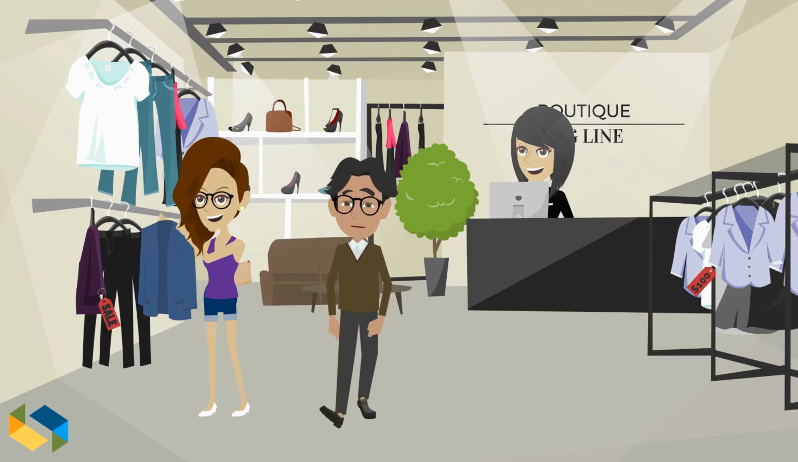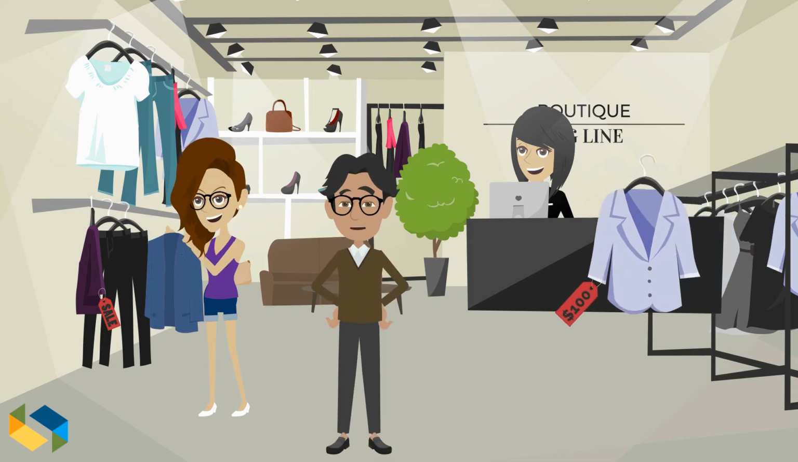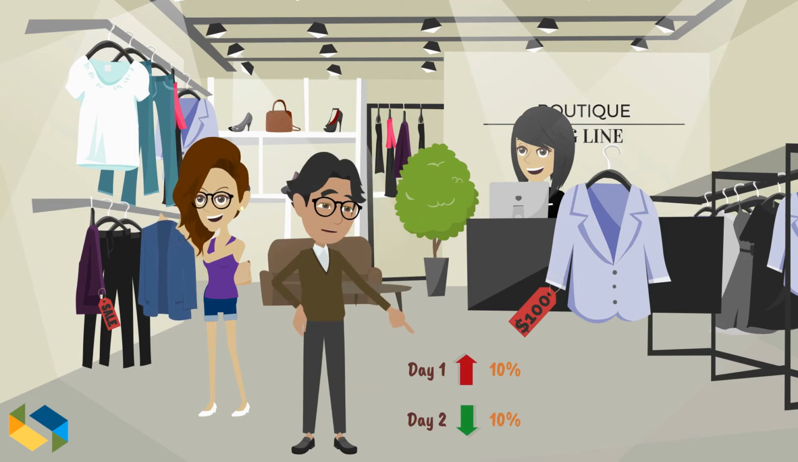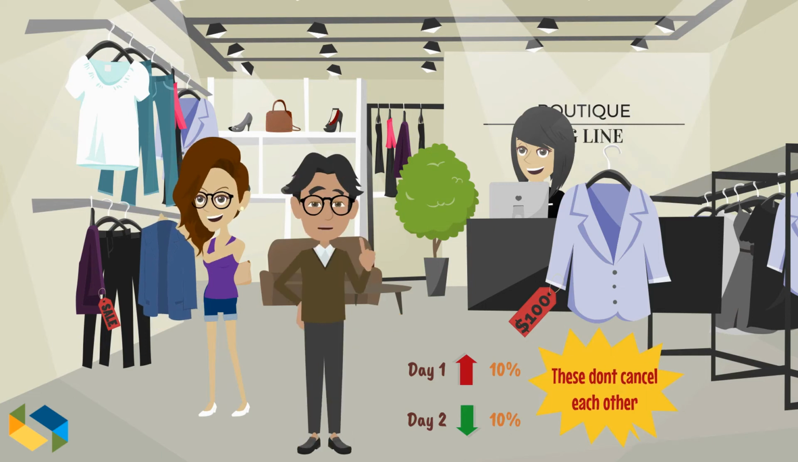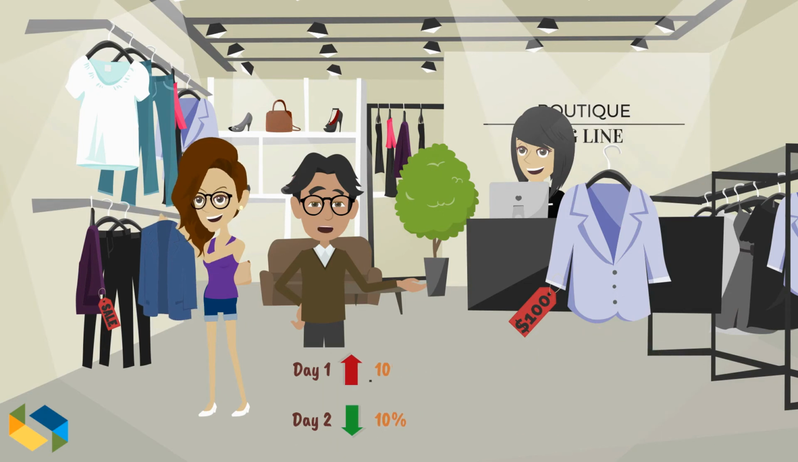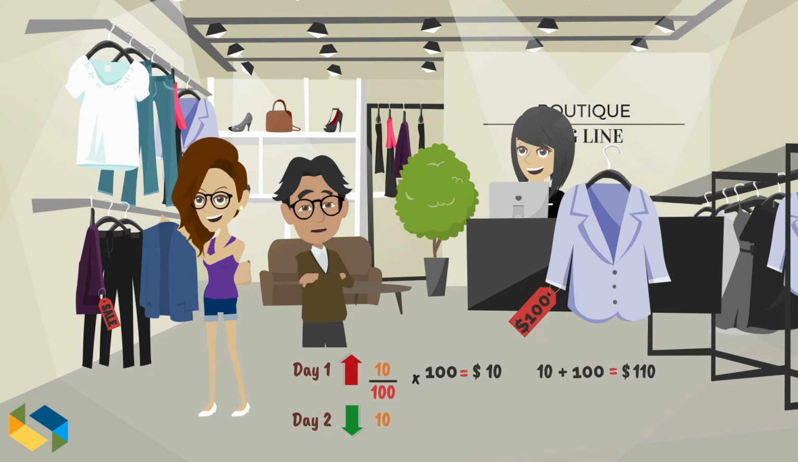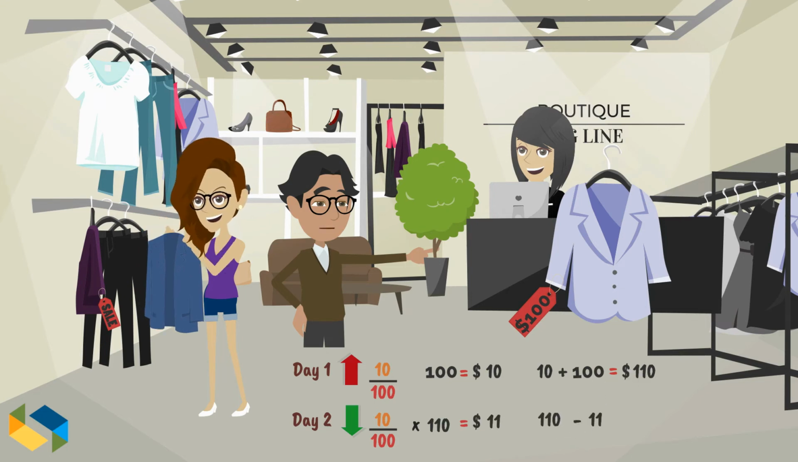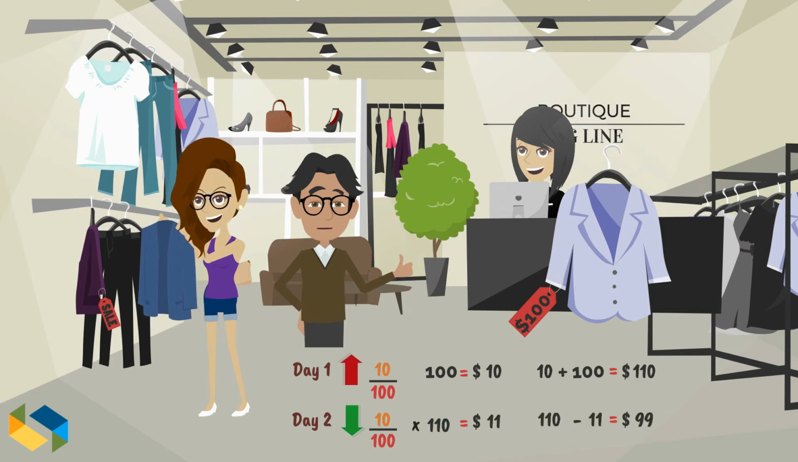Let's say a boutique clothing store increased the price of a $100 jacket by 10%, but then decreased it by 10% the very next day. The increase by 10% and the decrease by 10% don't cancel out. Let's see how. The increase of price on the base of $100 first raised the price of the jacket to $110. The very next day, the decrease by 10% is on this new base of $110. The new price of the jacket now becomes $99.